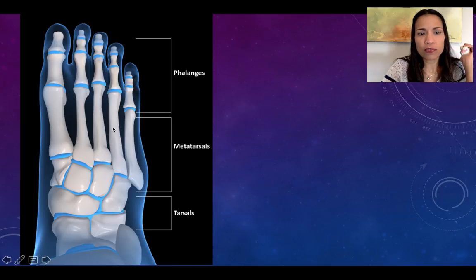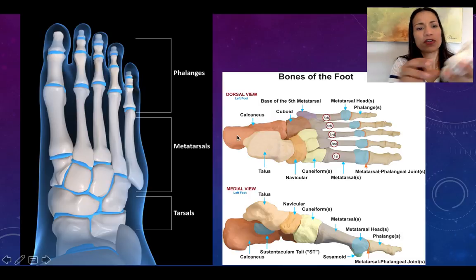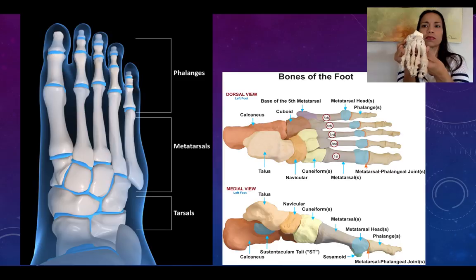Distal to that, we're going to find 5 metatarsals instead of metacarpals. And distal to that, the phalanges, just like in your hand. Let's name the tarsal bones. So let's start first with the bone forming the heel of your foot.